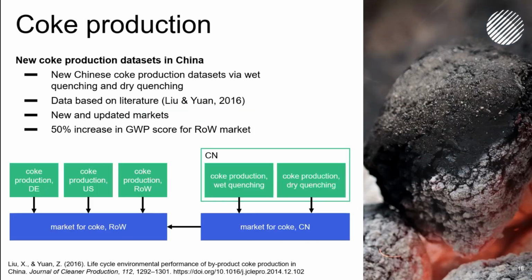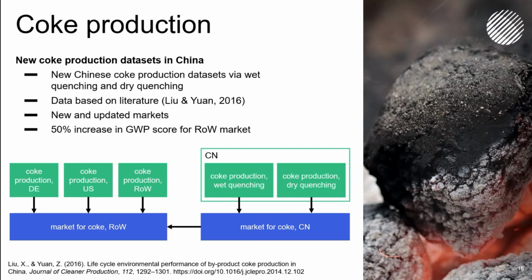Still in the fuel sector, for version 3.10, we have introduced new datasets that model the production of coke in China through 2 different technologies, wet quenching and dry quenching. In addition, the reservoir dataset for coke production was revised. The reservoir dataset in version 3.10 now represents a weighted average of the datasets in China, Germany, and the US. We also updated the rest of the world market so that it is supplied by the different production datasets outside China, as well as the Chinese market for coke.